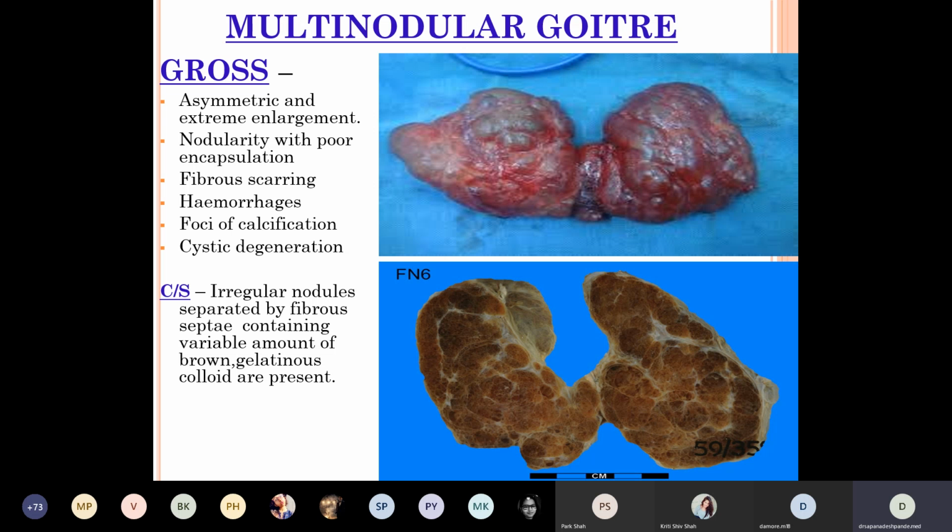What are the degenerative changes that will be there? There is cystic degeneration, so sometimes you will see a cyst. A fluid filled cavity will be present in the thyroid. Now in cut section, irregular nodules separated by fibrous septae containing variable amount of brown gelatinous colloid. When we cut open, the colloid will be gelatinous. So that is specific, you should know about it. And if it is cystic, there will be fluid. So this is the cut section and gross of the multinodular goiter.